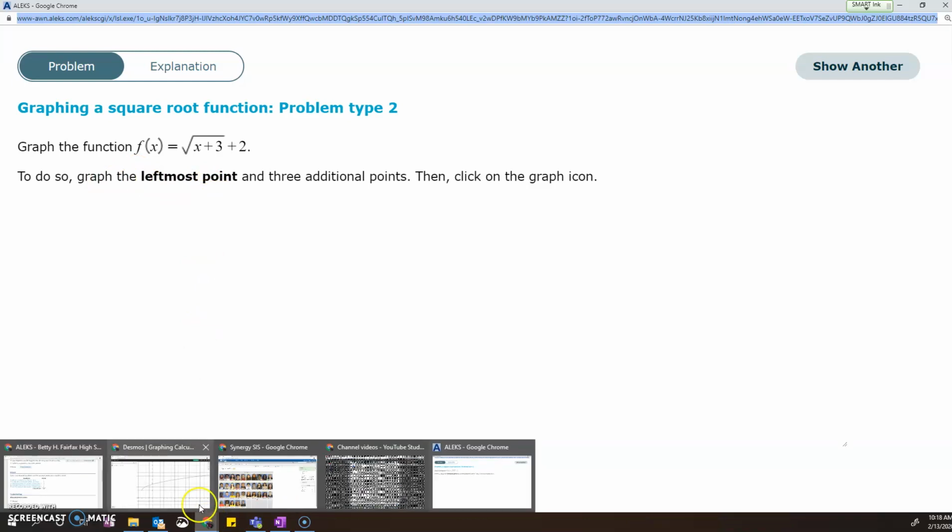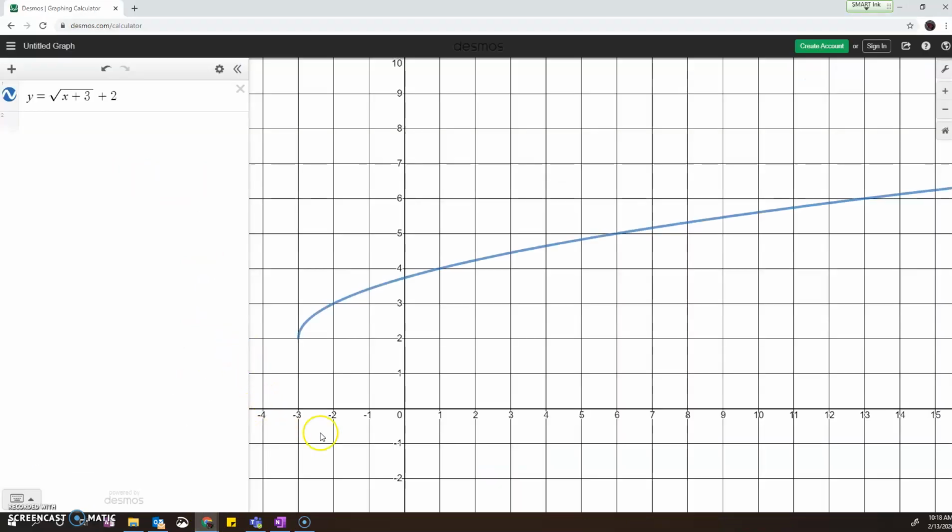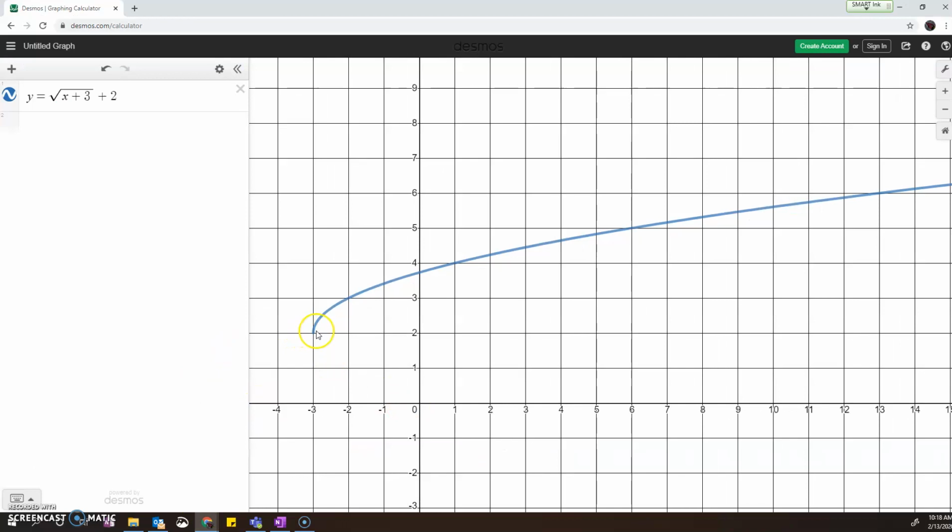Here's how I would do that. Leftmost point, you can just see it, right? The one that's furthest on the left is right here. If you click it, it should show up. It's not staying there for some reason. Okay. Desmos is freaking out. All right, so that point is negative 3, 2. That would be the first point you put on your graph.